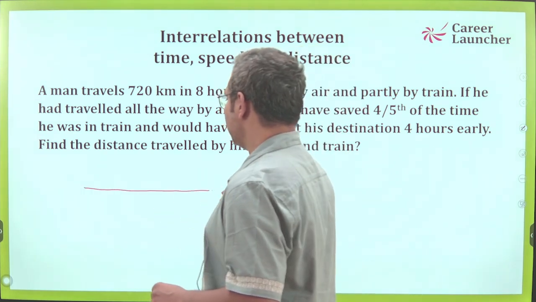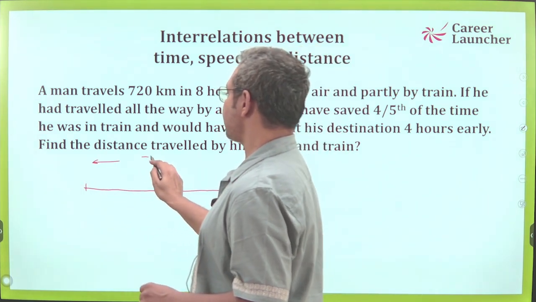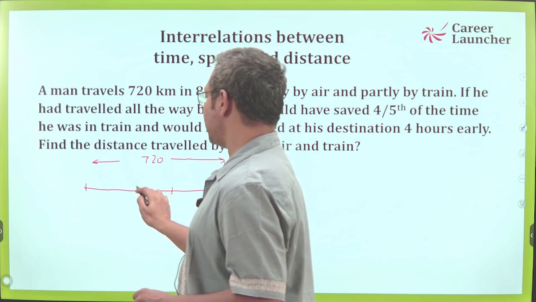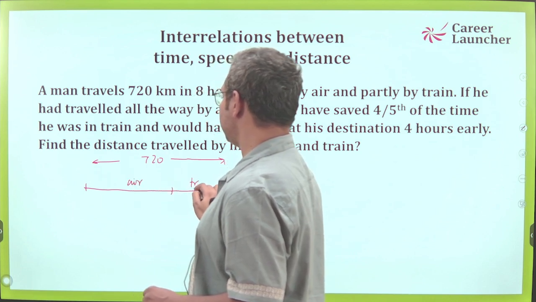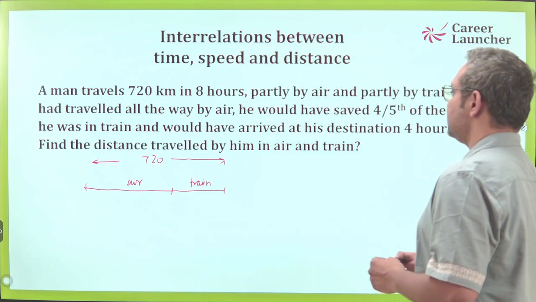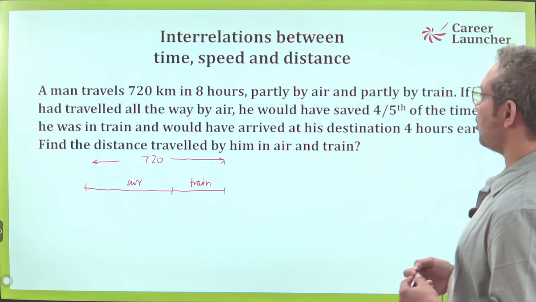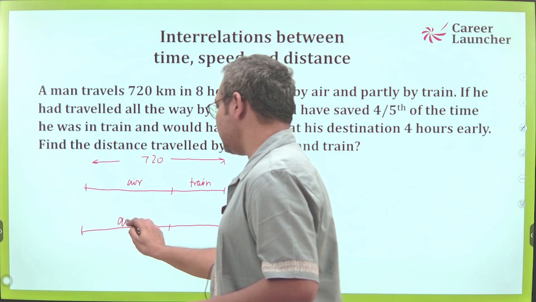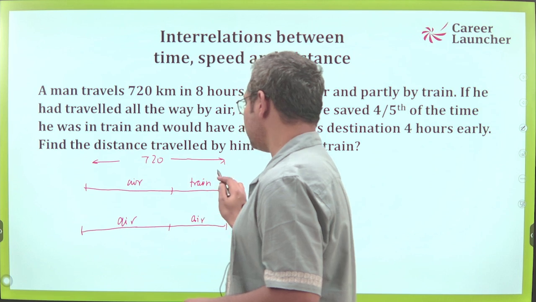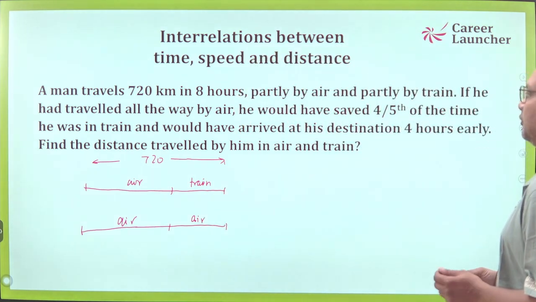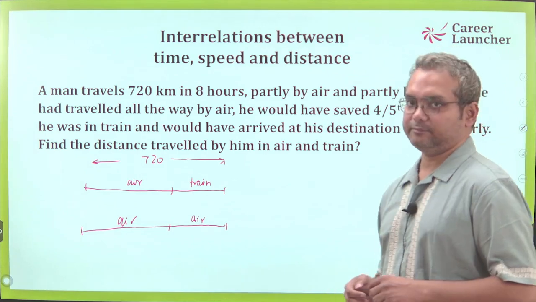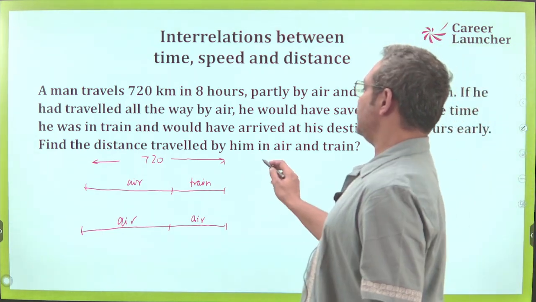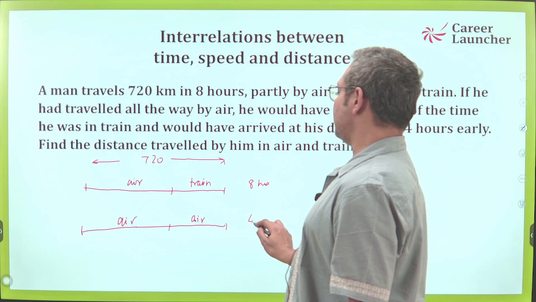So let us say this is your 720 kilometers. Let us say you have traveled this part by air and this part by train. Now it says you have traveled all the way by air, so that means this part remains air, this also becomes by air. He would have saved 4/5 of the time he was in the train, and would have arrived at his destination 4 hours early. So now this one took 8 hours, so this one will take 4 hours.